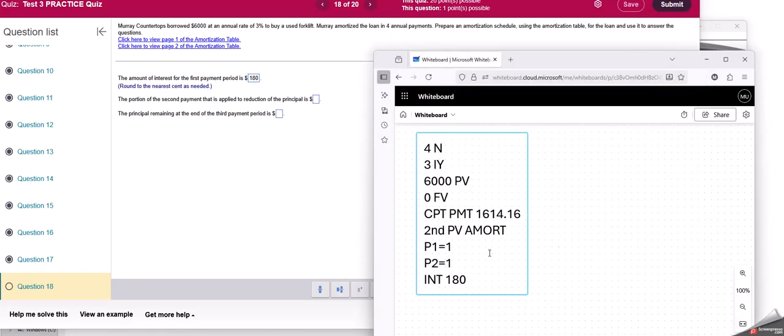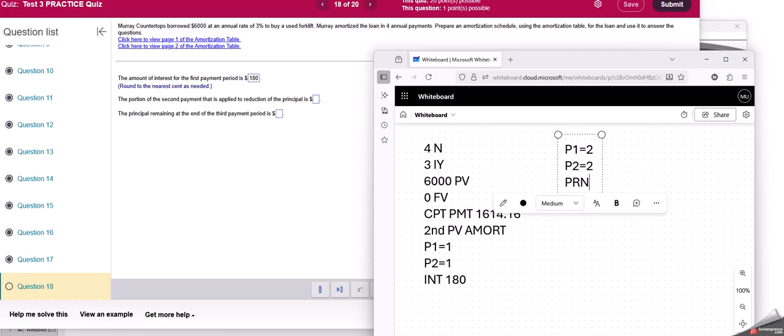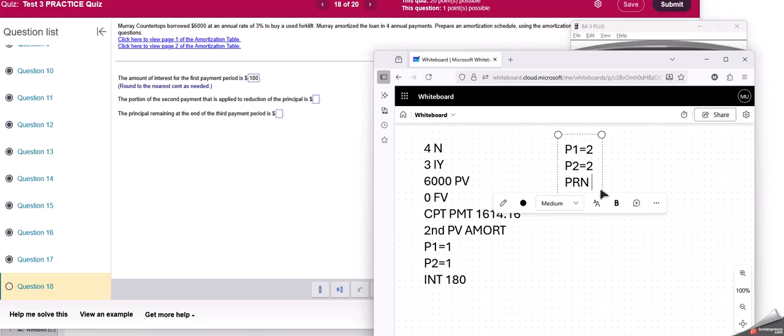Okay, then it says, what about the principal of the second payment? So now we're going to make P1 equal to 2, and then we're going to make P2 equal to 2, and then we're going to go down and look for the PRN. So if I just arrow down, I go back to the top. P1 is equal to 2, push enter, arrow down. P2 is equal to 2, push enter, arrow down. And then our principal is 147719. And that goes here.